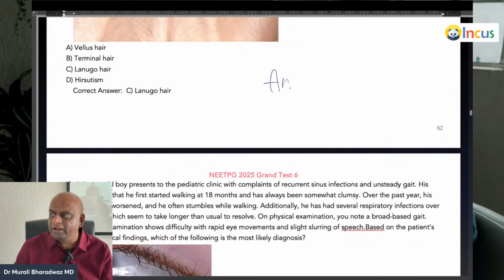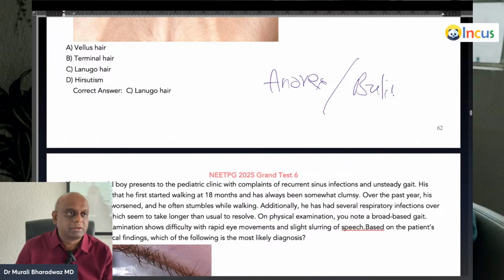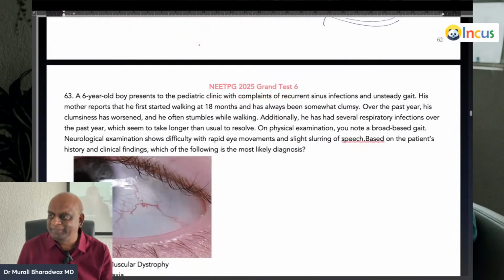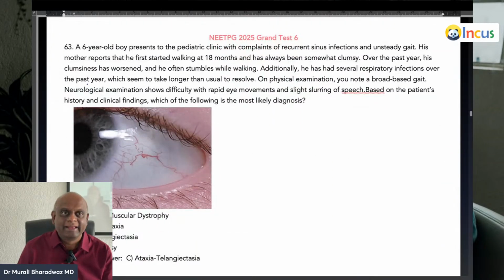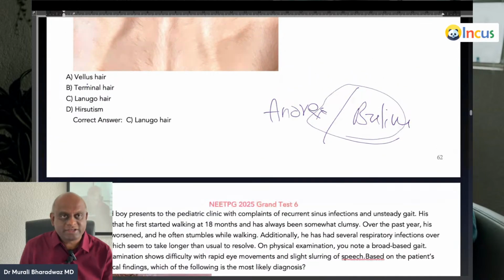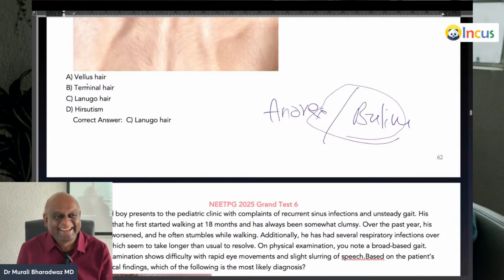Once more, doctor, anorexia versus bulimia. Anorexia and bulimia: for that, every day you should come. They will tell if you come every day to class.